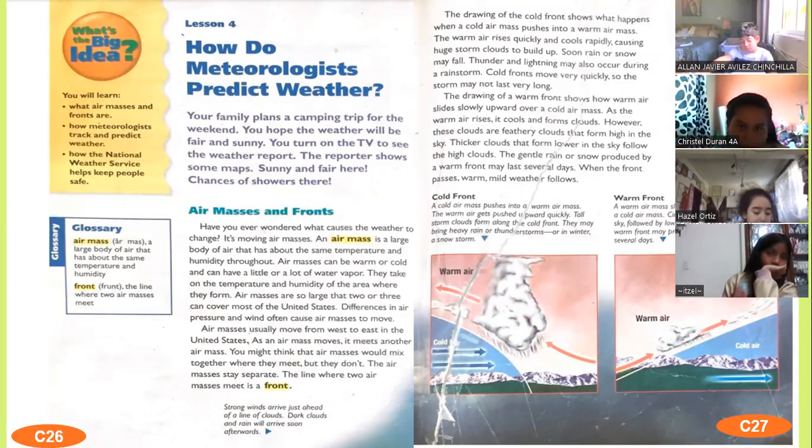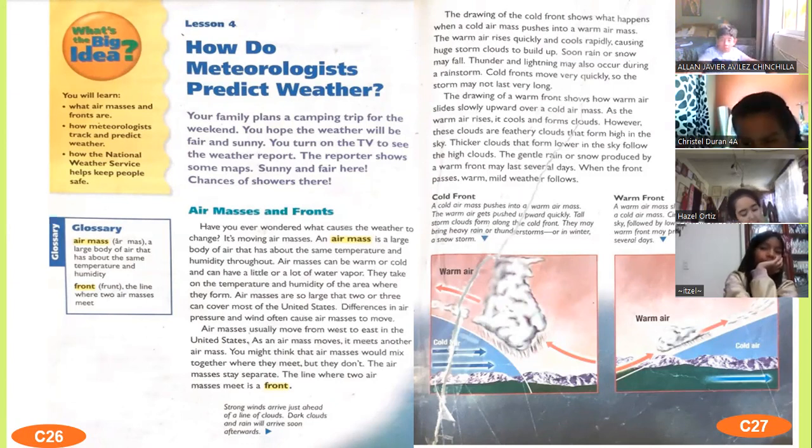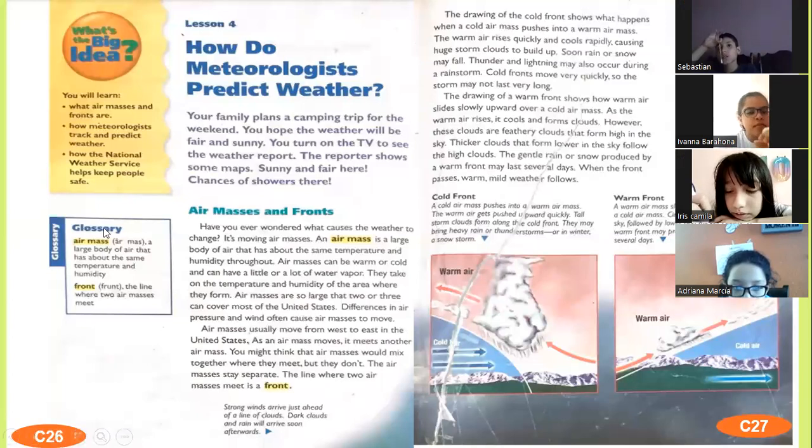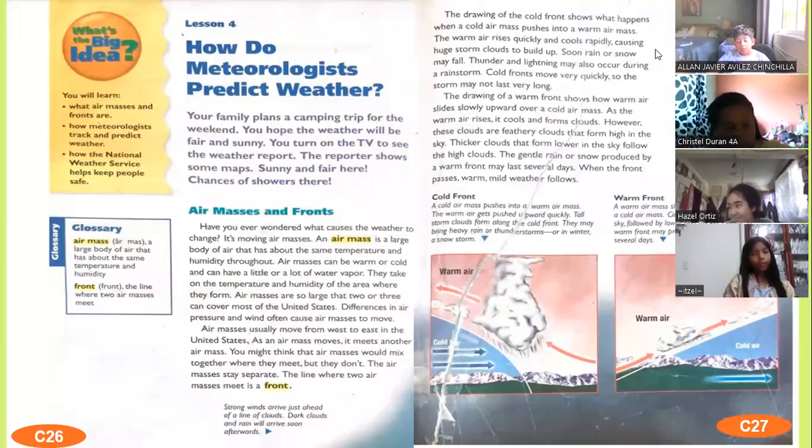Alan, what are you looking at? In those photos, Miss, you can see there are some photos of warm air and cold air. That's how meteorologists predict the weather, because they feel the cold air and the warm air, and they can predict that, for example, it's going to rain and then be sunny.